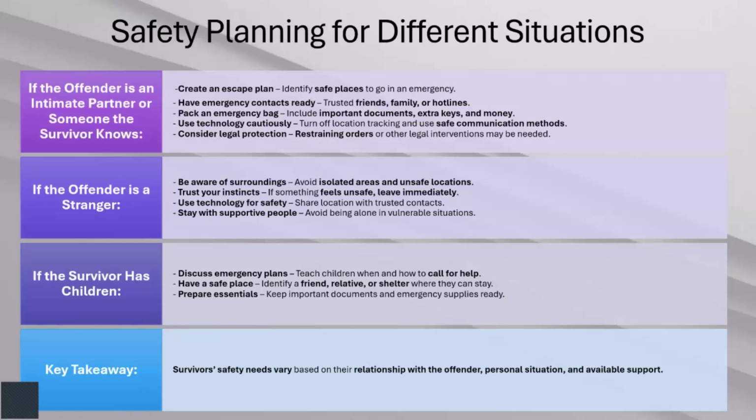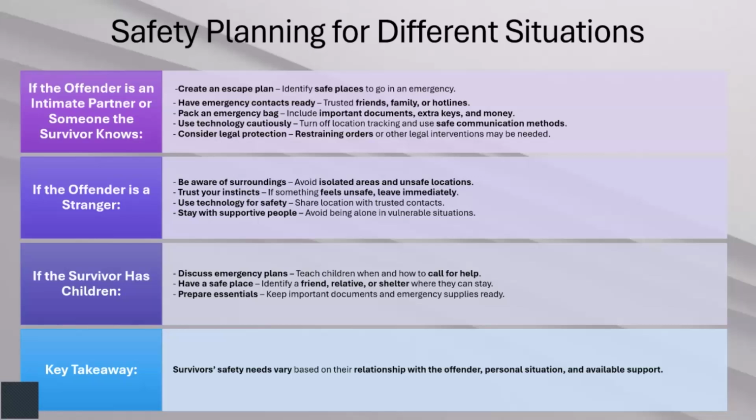Okay. Have a list of their emergency contacts ready. So what are a list of some trusted friends, family, or even important hotline numbers? Packing that emergency bag. So that would include having their important documents, at the very least, copies of those documents.